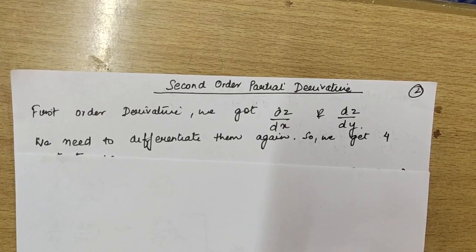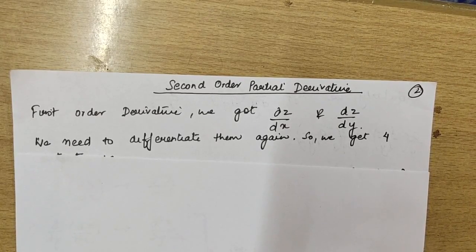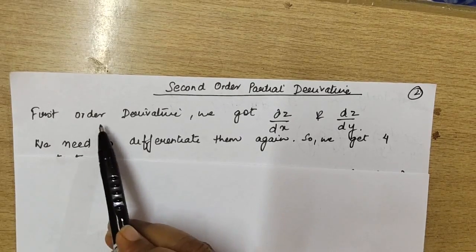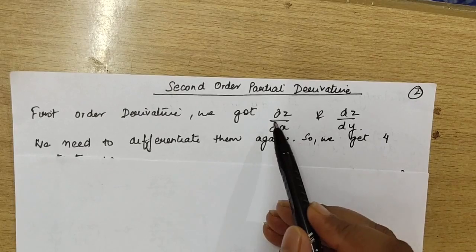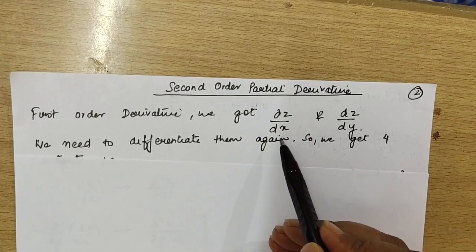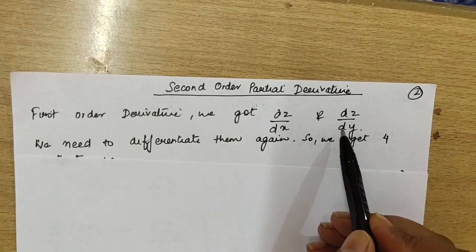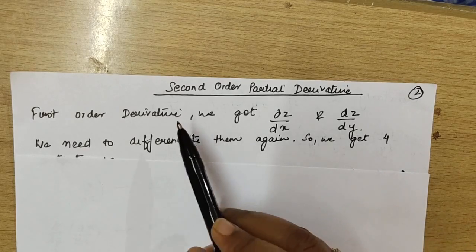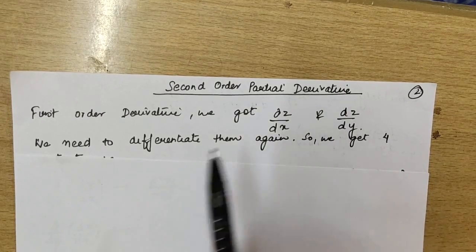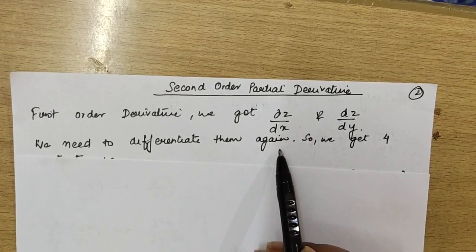In the first lecture, we discussed the first order derivative of partial differentiation. Now we will be discussing the second order partial derivative. In the first order derivative, we got delta z by delta x and delta z by delta y. What is the second order derivative? We need to differentiate them again.